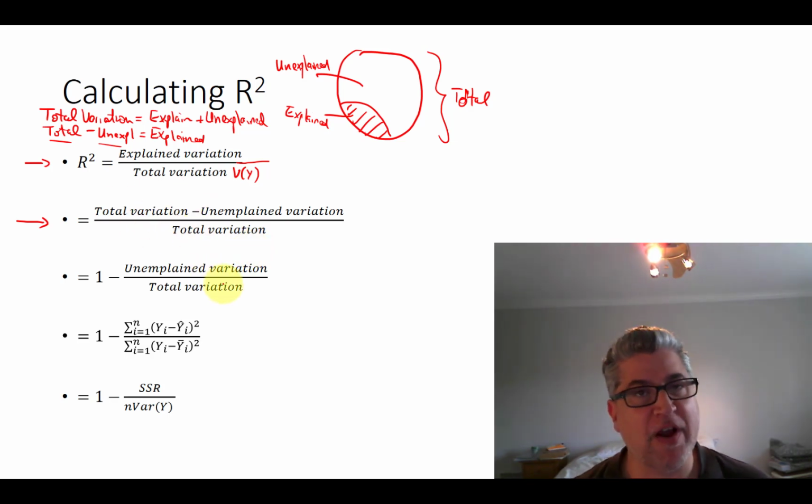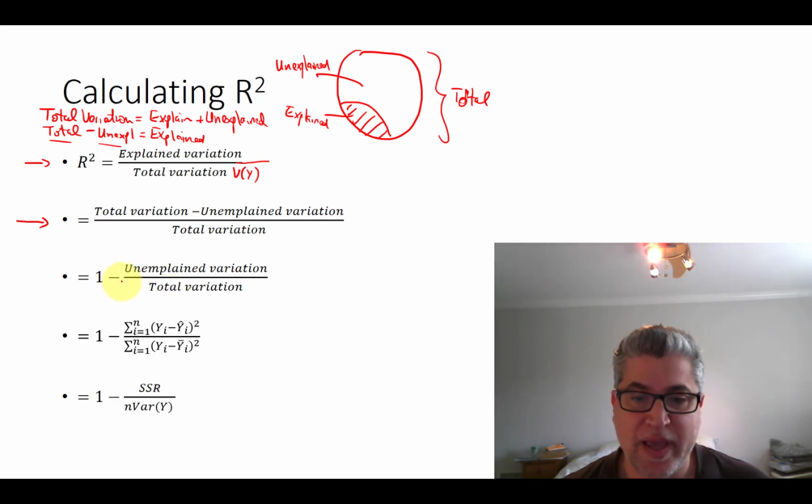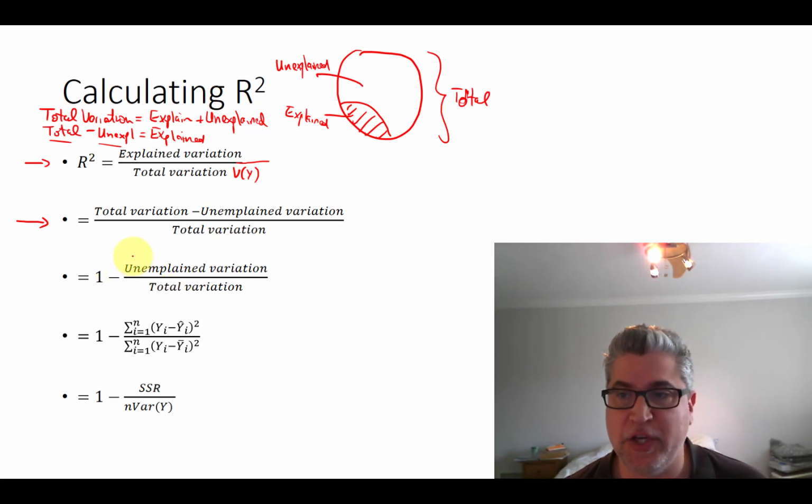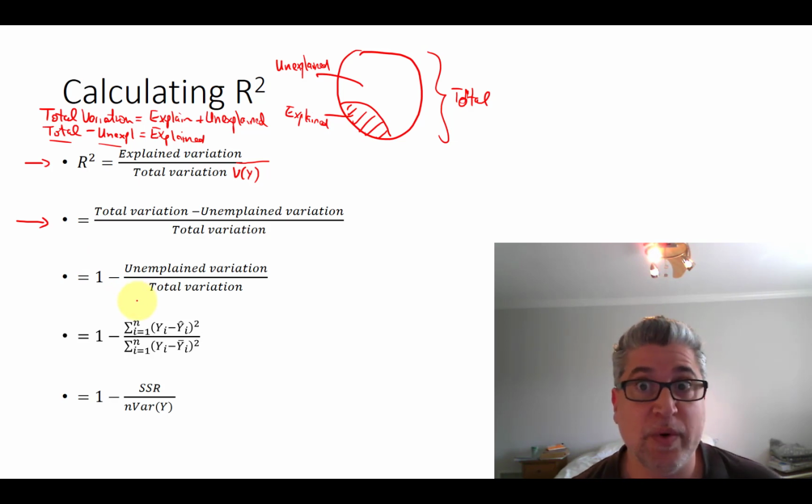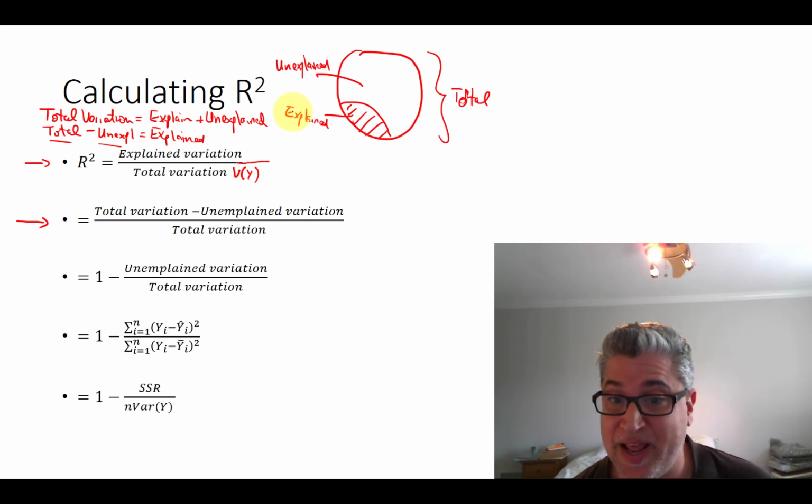Then we can split up our fraction. So we get total over total, that's 1, minus unexplained over total. So if our unexplained variation was 0, we were able to explain everything, well then unexplained would be 0. 0 divided by anything is 0, and that would leave us with 100% for r squared, a value of 1, which is what we were saying, and r squared would be perfect if we could explain everything.